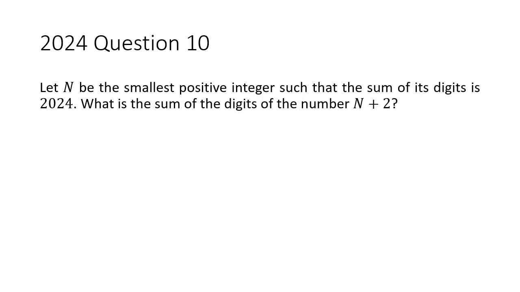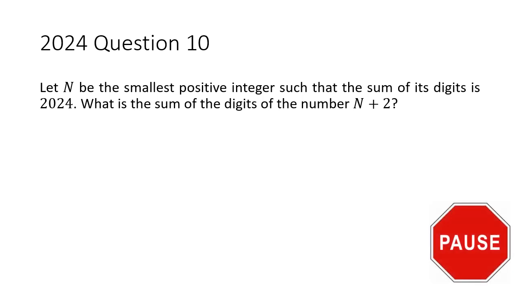Question 10. Let n be the smallest positive integer such that the sum of its digits is 2024. What is the sum of the digits of the number n plus 2? Pause the video here and give this question a good try.